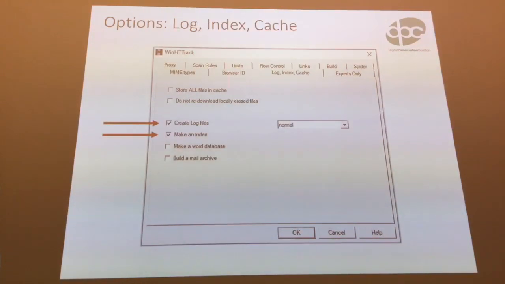In the log, index, and cache section, there are a few important things you want to make sure are clicked. One is create log files. If you don't have those log files, and you encounter a bunch of errors and lots of problems, you have no way of knowing what happened. That is where you go and check and see why certain pages weren't copied correctly. Also make an index, so that you can go and browse that website online later to see how the mirror compares to the live website.